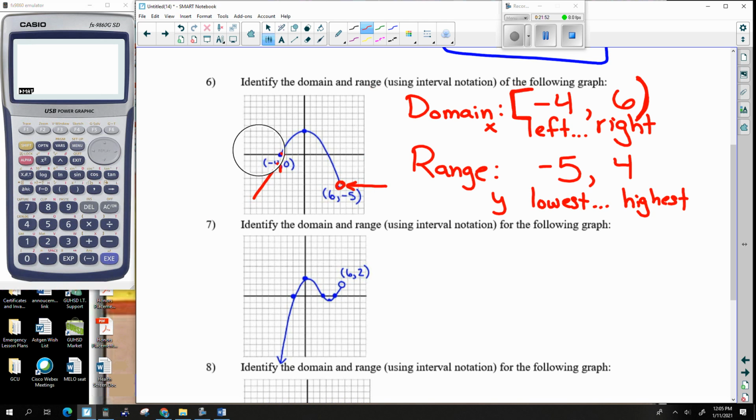Okay, same with the range. The lowest was that dot right there, which is at -5. Is there an actual dot there? No, there isn't, because it's an open one. So that is a round bracket at the lowest. And then the highest was right there, which is midstream, and there is a dot. Yes, there is something actually there, so that gets a square bracket. So left to right, bottom to top.